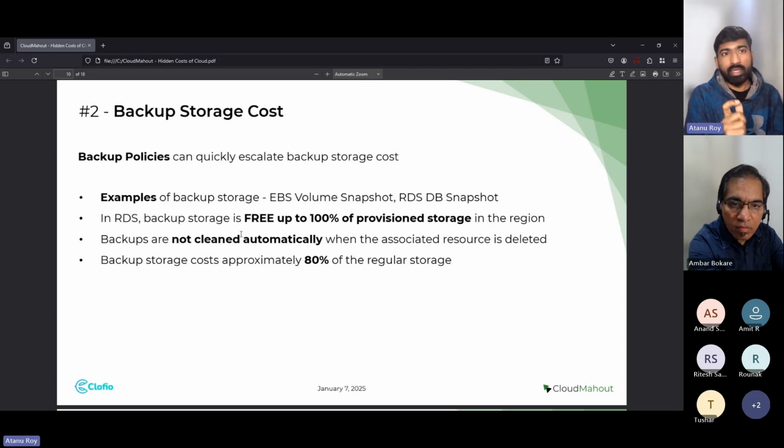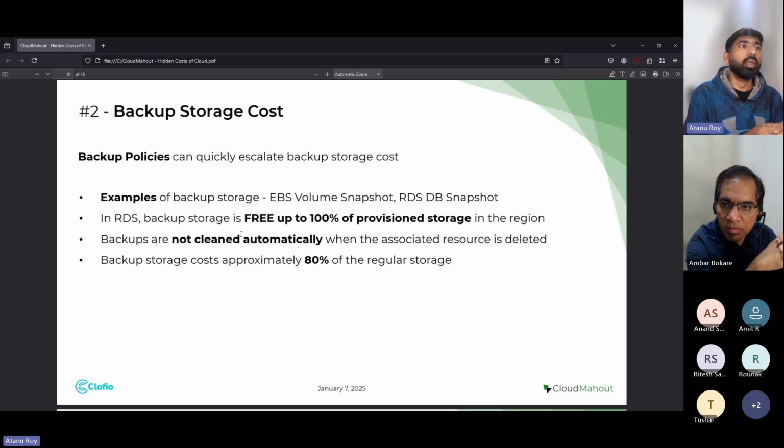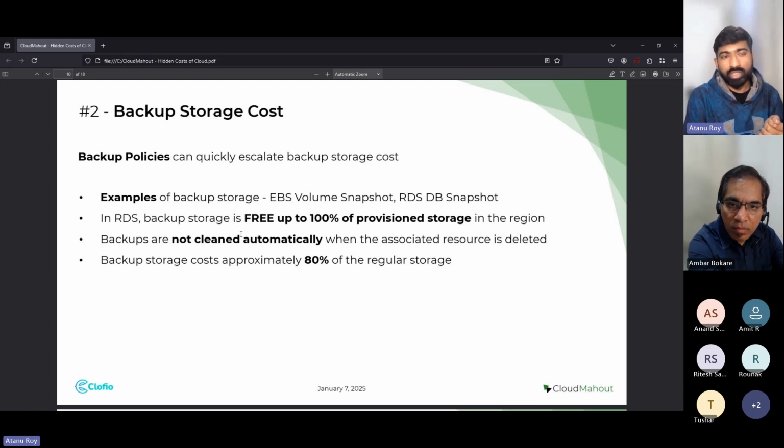This problem is typically with databases, because in a database, it is not incremental storage. EC2 is basically incremental storage, so your cost does not increase exponentially. But whenever you are doing backup storage, make sure of two things. One thing is that your backup storage policy is intelligently designed, so you store data only for the time duration you need.